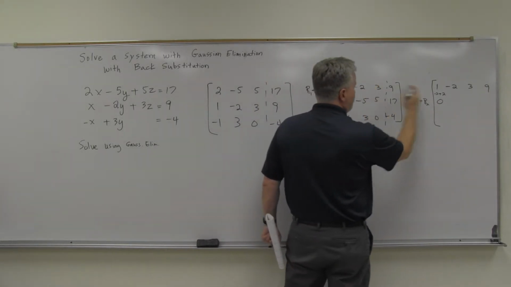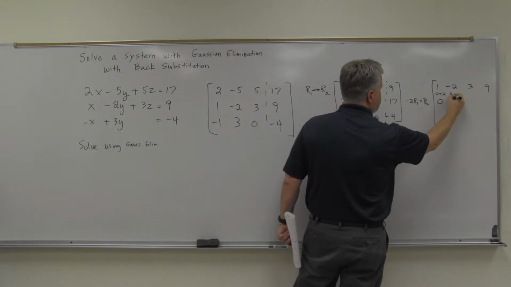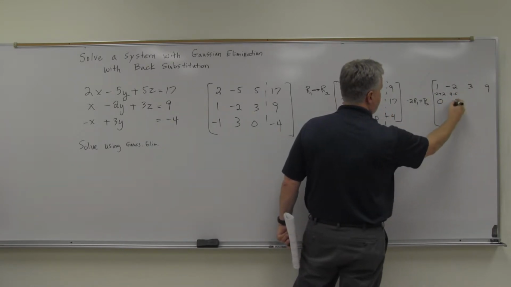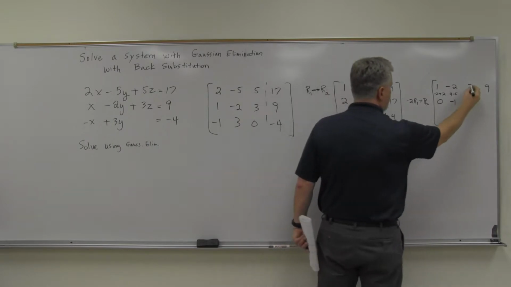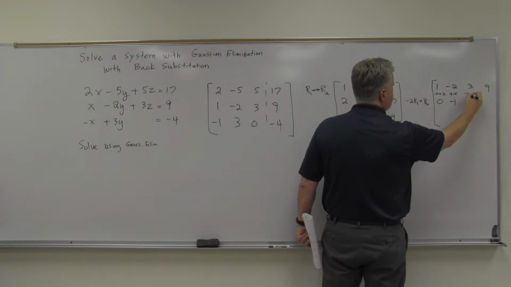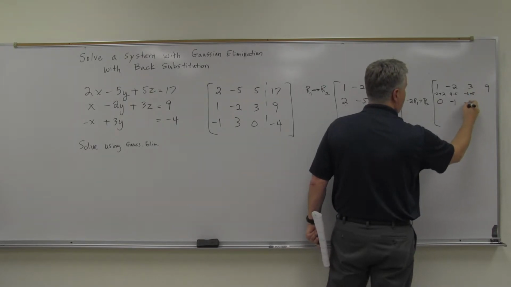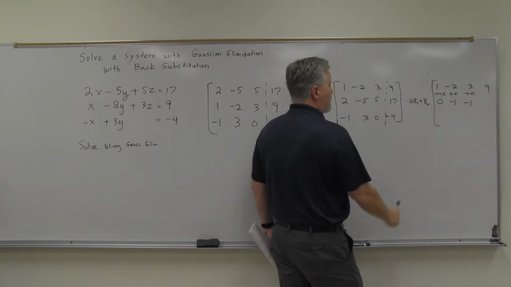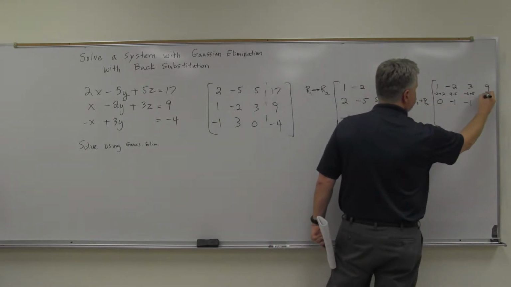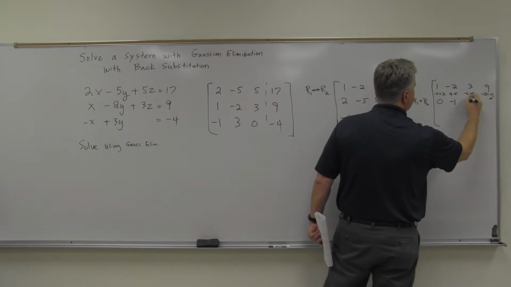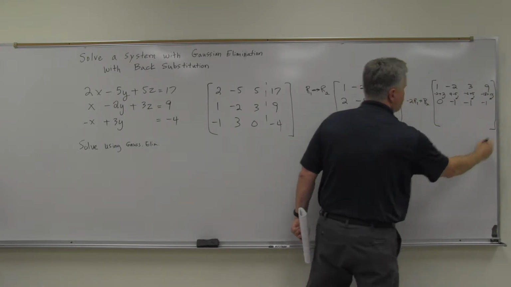So negative 2 times the negative 2 would be positive 4. Add that to the negative 5 from row 2, and that'll give me a negative 1. Negative 2 times that is negative 6 plus the row 2 entry, which is 5. So that'd be also negative 1. And then negative 2 times the 9 would be negative 18, plus then the row 2 would be 17. Everybody with me on that?